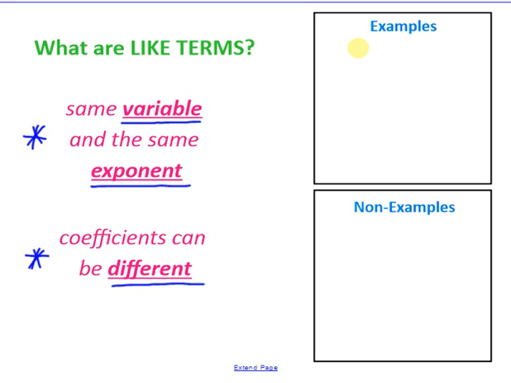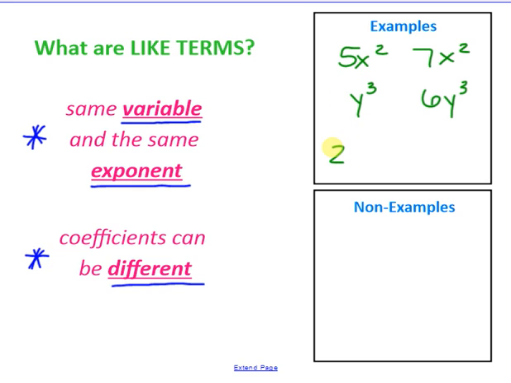Some examples of like terms would be 5x squared and 7x squared. The variables are the same, x, and the exponents are the same, 2 and 2. But the coefficients can be different, 5 and 7. That's okay. Another example would be y to the third power and 6y to the third power. The variables are the same, y, and the exponents are the same, third power and third power. But it's okay for the coefficients to be different. So here's a 6, and remember there's an invisible 1 here.